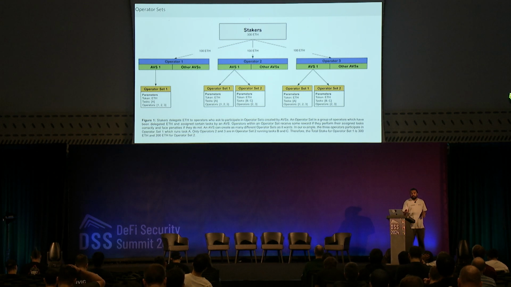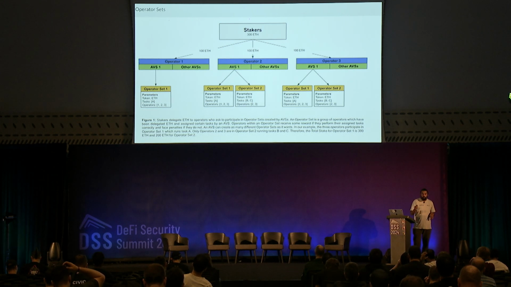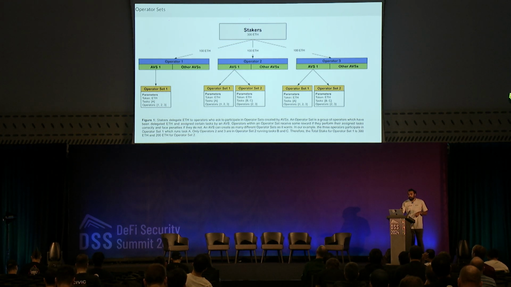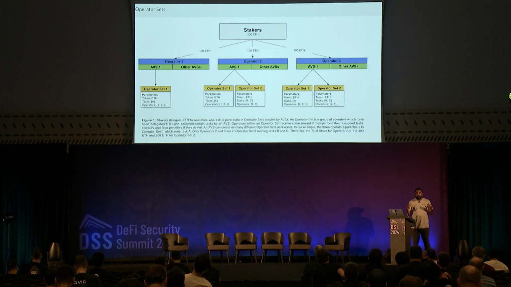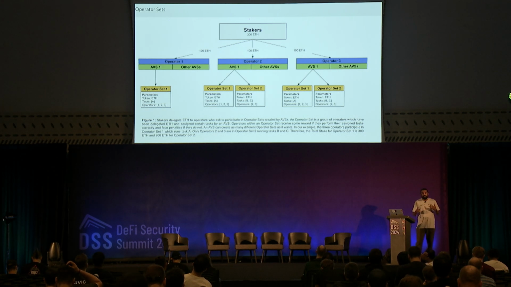And you can see that some tasks are only allocated to operator set 1, and certain tasks are only allocated to operator set 2. So tasks B and C are allocated only to operator set 2. So this is a nice way for AVSs to have multiple operator sets, with varying levels of total stake and unique stake. So it is very versatile, and you can use it depending on the task at hand.